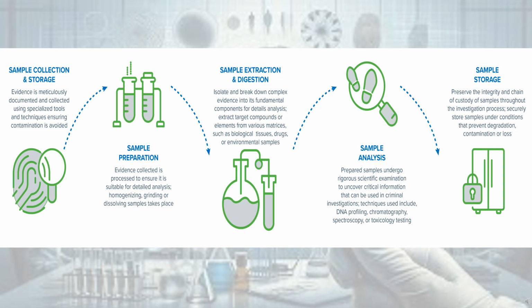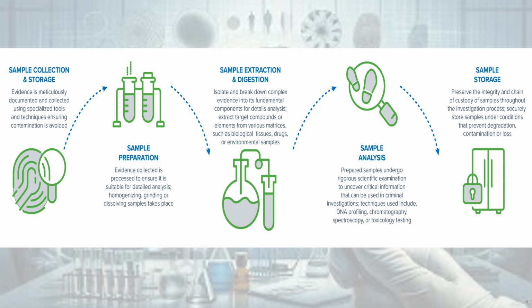Packaging and labeling: place each sample in a labeled container appropriate for the evidence type, e.g., blood in a sealed vial, fibers in a paper envelope. Document the collection process, including the collector's name, date, time, location, and case number on each label to maintain chain of custody. Store samples at the correct temperature and humidity to prevent degradation.